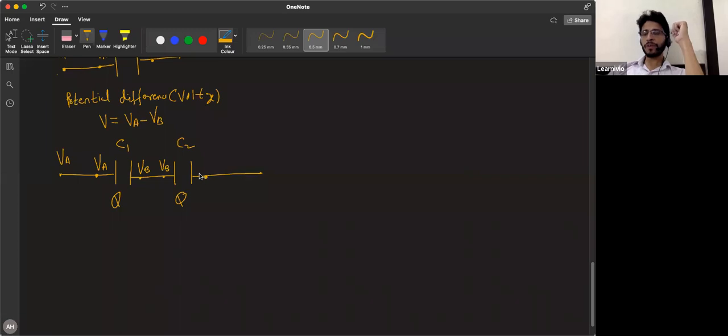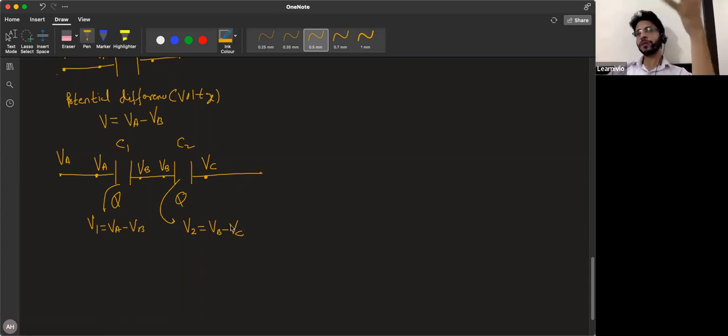Will potential here be VB or something else? Anshika? This is VB, this is VB. Something else. Let's call this VC. So here the voltage is VA minus VB. Here the voltage is VB minus VC.